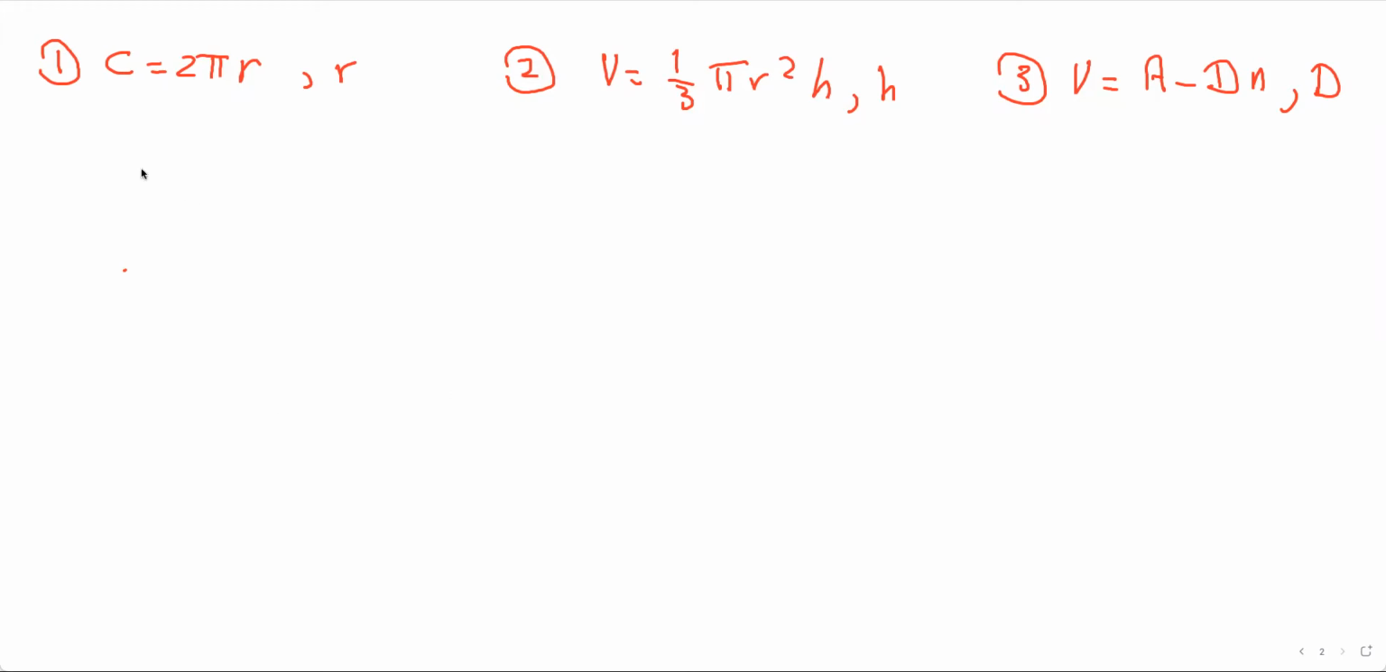So to be able to solve this equation for r, all I need to do is just divide both sides by 2 pi to get rid of the 2 pi here. Whatever you do to the left side, you do to the right side. So the 2 cancels the 2, the pi cancels the pi. Then I have r equals C over 2 pi.